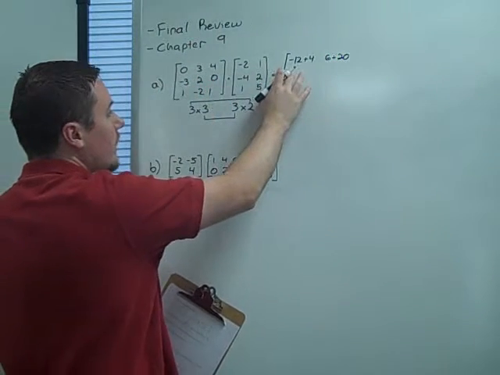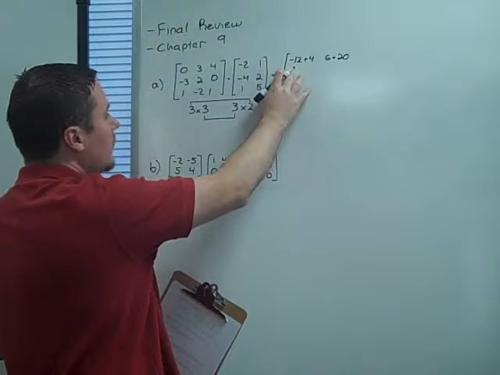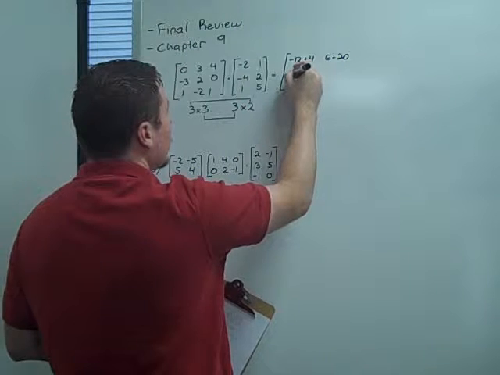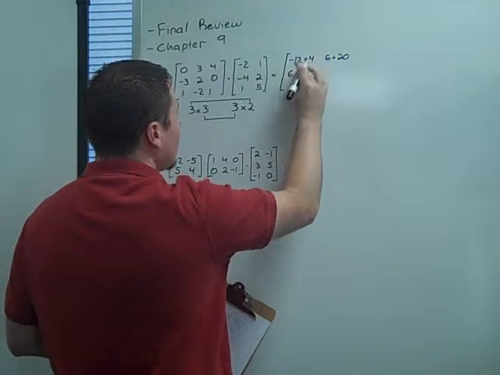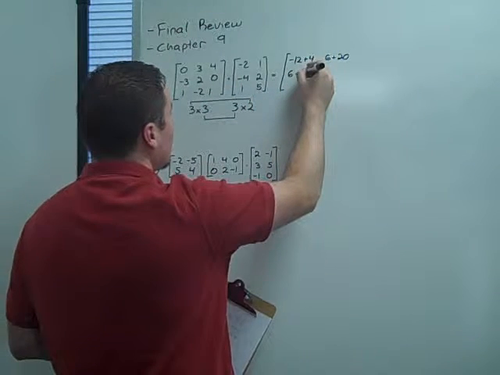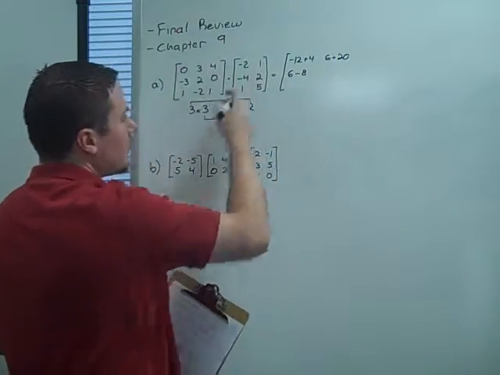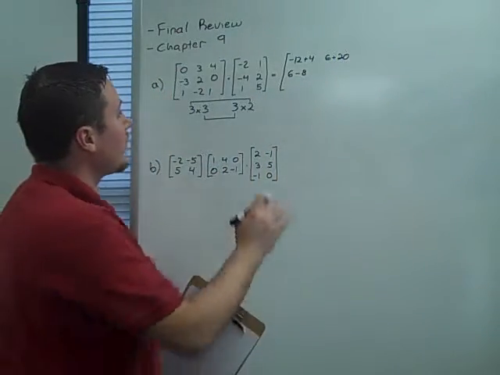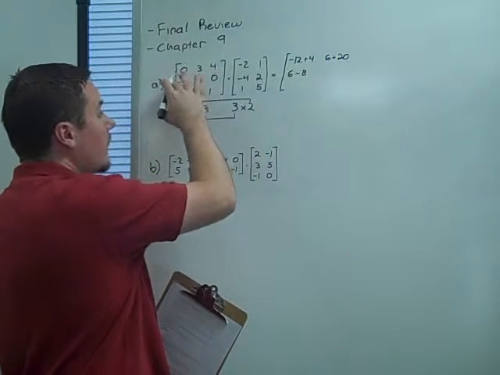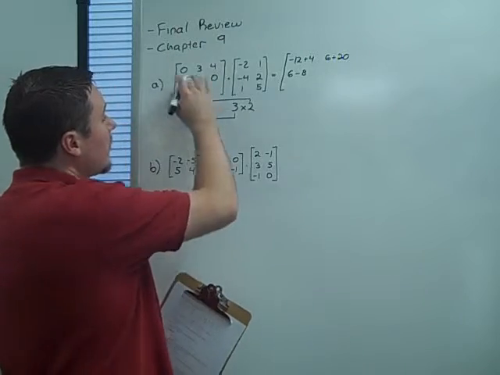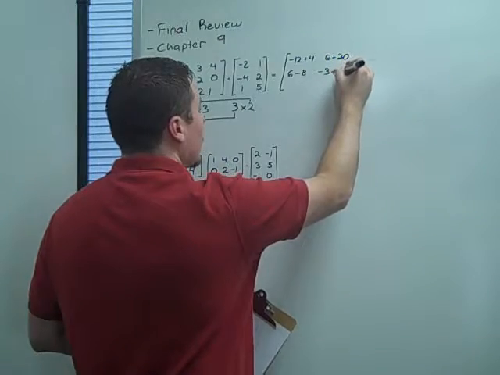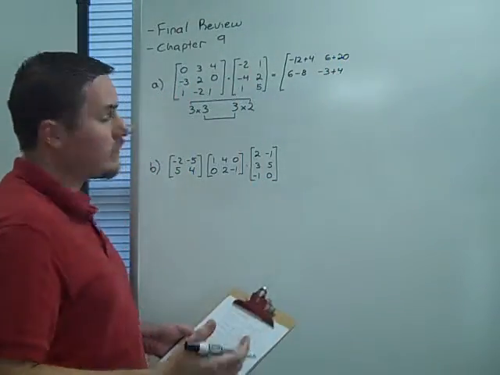Then, for second row, first column, I'm going to take my second row and put it in my first column. So that's negative 3 times negative 2, which is 6, plus 2 times negative 4, which is negative 8. So 6 minus 8. And then 0 times 1 is 0, so we don't write that. Now for my second row, second column, I take second row and dip it in the second column. Negative 3 times 1 is negative 3. 2 times 2 is 4. And 0 times 5 is 0.